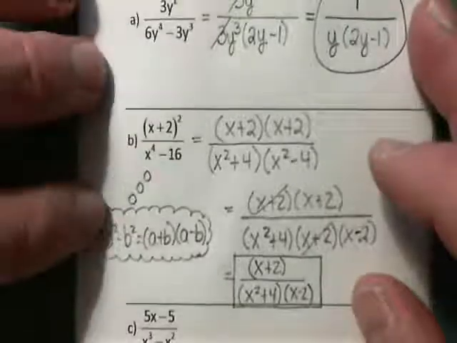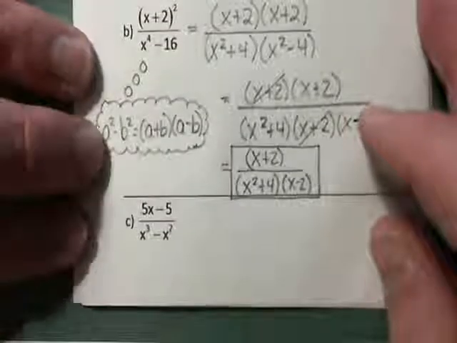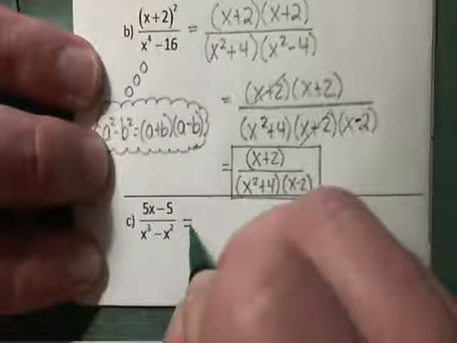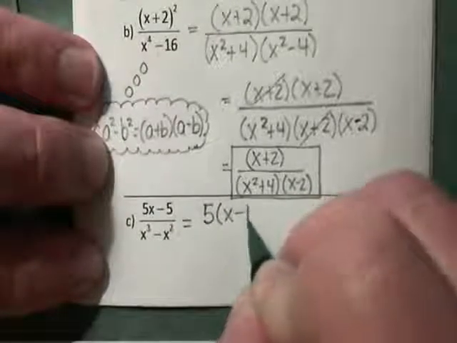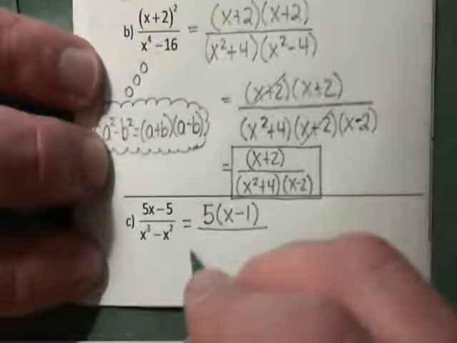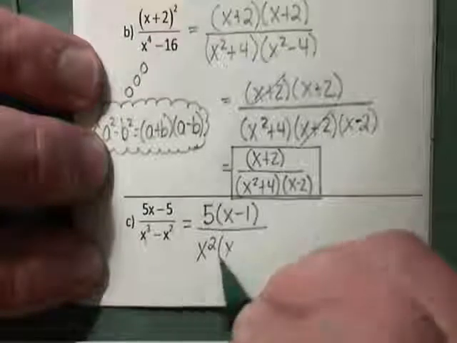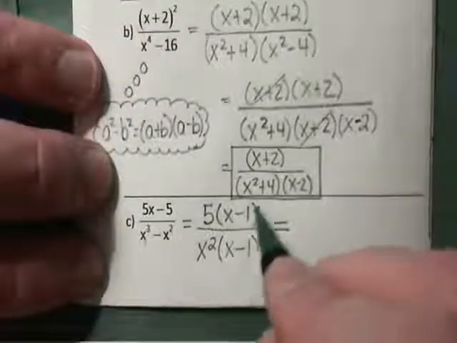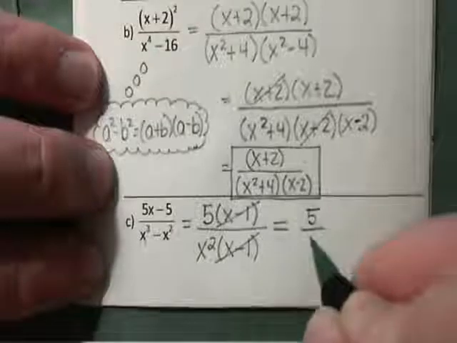Okay, let's continue on. Last problem here. I have 5x minus 5 and x cubed minus x squared. So basically I ask myself, what can I factor from the top? From the top I can factor out a 5, so it would be x minus 1. On the bottom, what can I factor from both? I can factor out x squared. So x cubed divided by x squared is x, and x squared divided by x squared is negative 1. So that means x minus 1 cancels from both top and bottom, and I'm left with 5 over x squared.